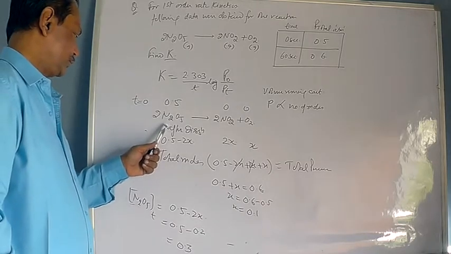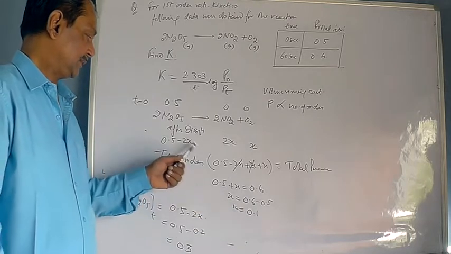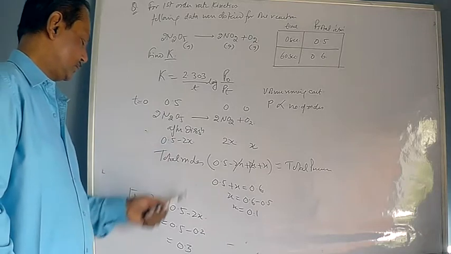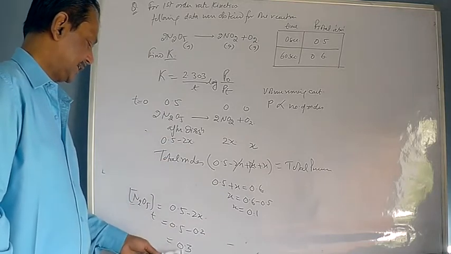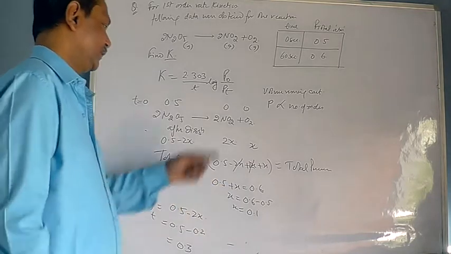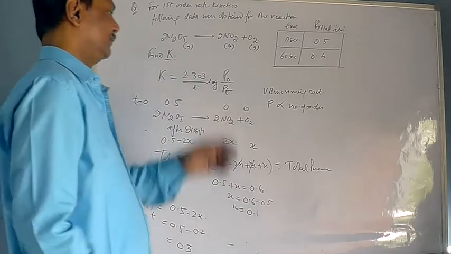N2O5 after dissociation was 0.5 minus 2x. We have got the value of x as 0.1. Multiply 0.1 with 2, we get 0.2. Subtract 0.2 from 0.5, I get my value 0.3. Now everything is clear. Original pressure is 0.5, pressure at time t is 0.3. We'll just put it up here.